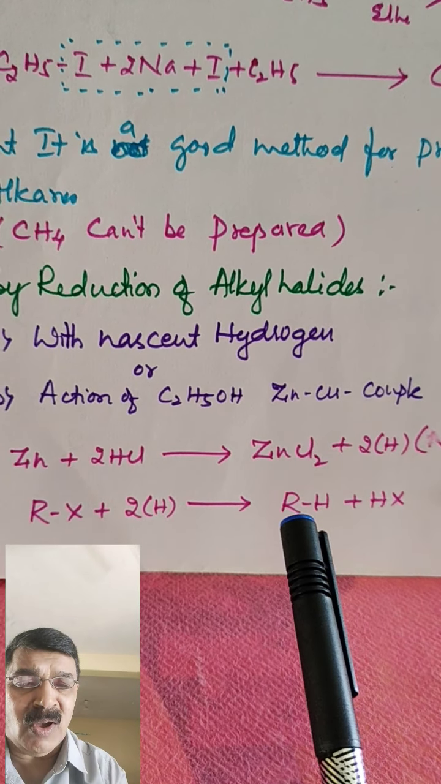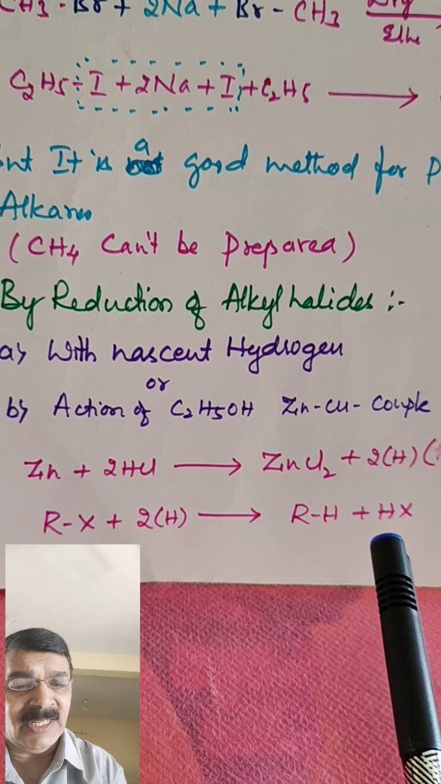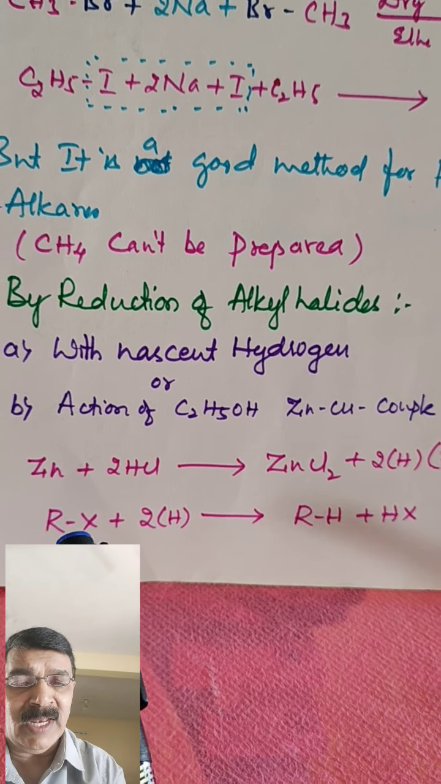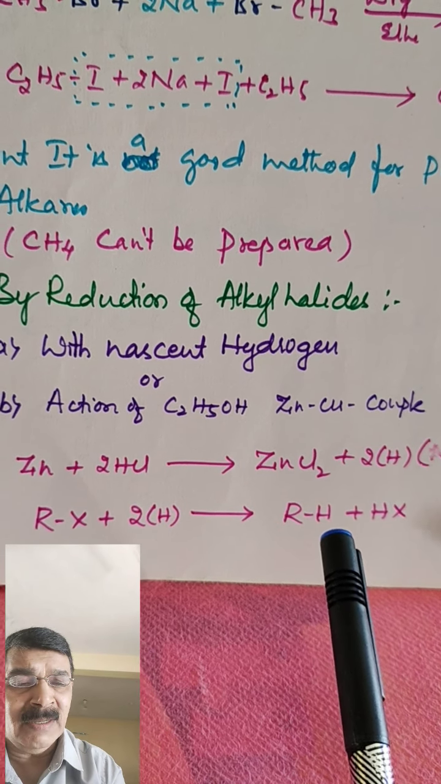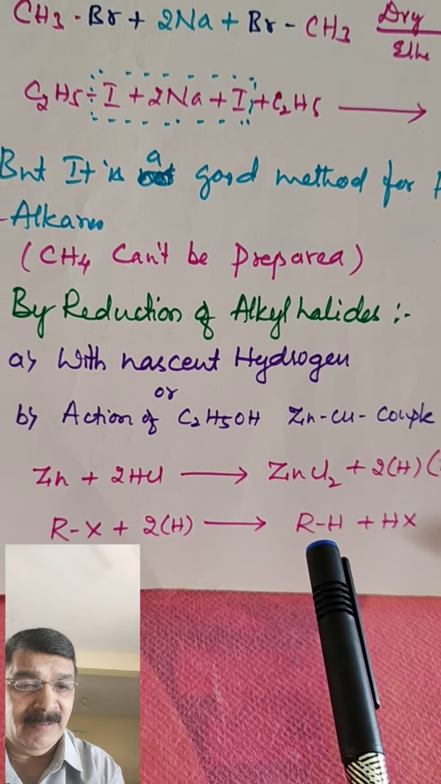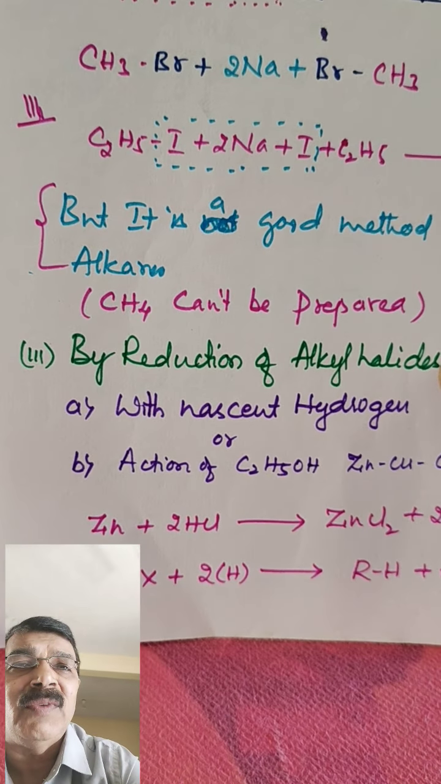Nascent hydrogen forms RH, and again HX. This is the skeletal form. Instead of this, we can take R as methyl bromide and hydrogen. It forms methane plus HBr. It becomes methane. This is one reaction for the alkanes.